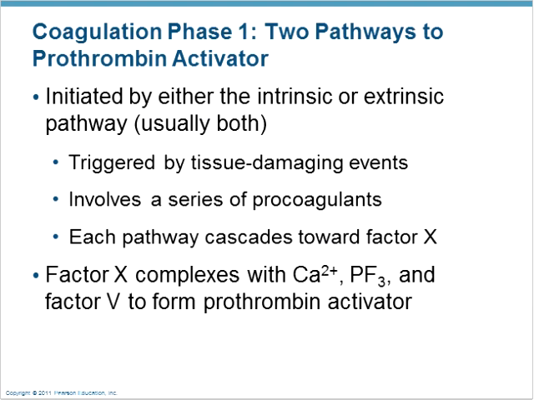Coagulation phase 1, as we relook at that, has two pathways for the prothrombin activator. That can be initiated by either the intrinsic or extrinsic pathway, and usually it's both. It can be triggered by tissue-damaging events. It involves a series of coagulants. Those are precursors, if you will, to the coagulation process itself, and each pathway cascades towards that ultimate factor 10. Factor 10 complexes with calcium, the PF3s, and factor 5 to form that prothrombin activator that we need at the very end.